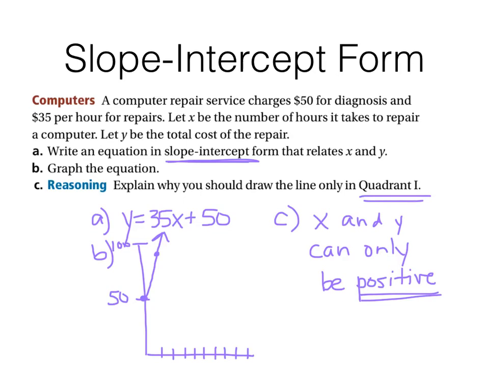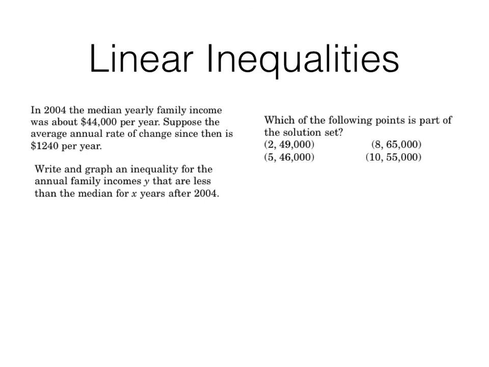All right. Last slide in this video. And our last application problem is a linear inequality. In 2004, the median household income or yearly family income was about $44,000 per year. Suppose the average annual rate of change since then is $1,240 per year. Write and graph an inequality for the annual family incomes Y that are less than the median for X years after 2004. So I want to be thinking here about the basic form of a linear equation.